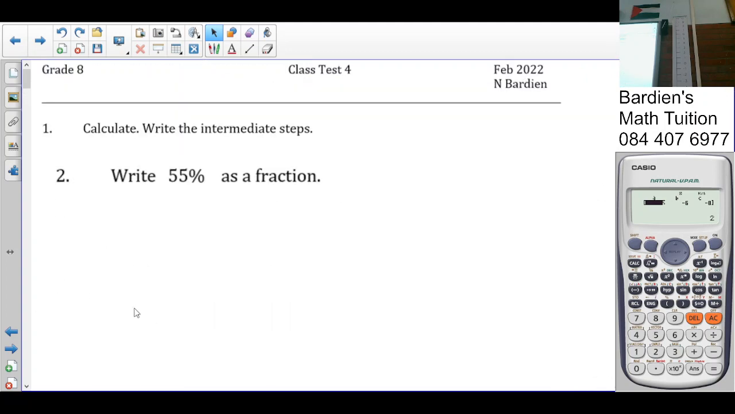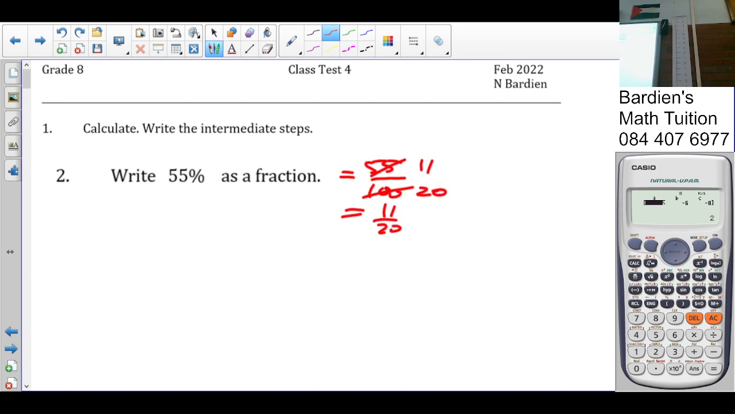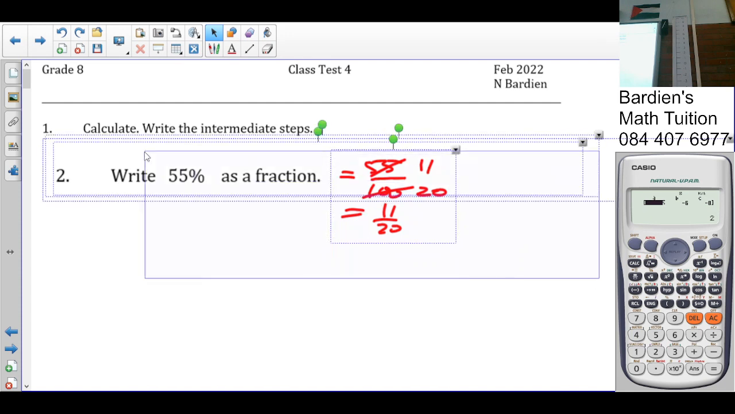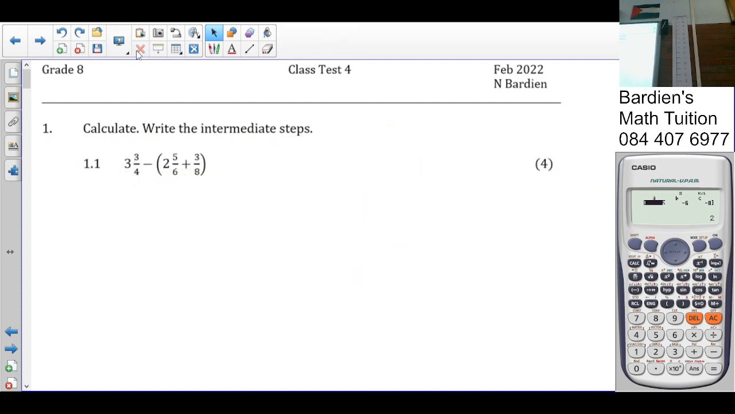Write 55% as a fraction. So it's going to be 55 over 100. Now 5 goes into 55 11 times, and 5 goes into 100 20 times. So 11 over 20. The next one. Like easy marks, people, don't you think?